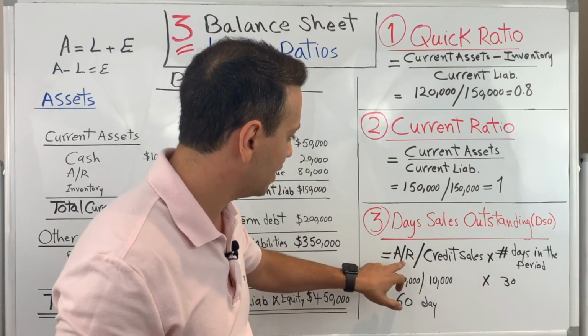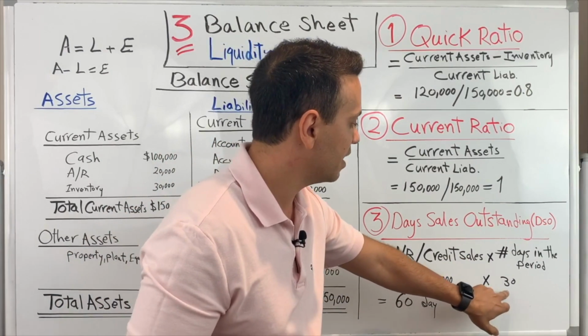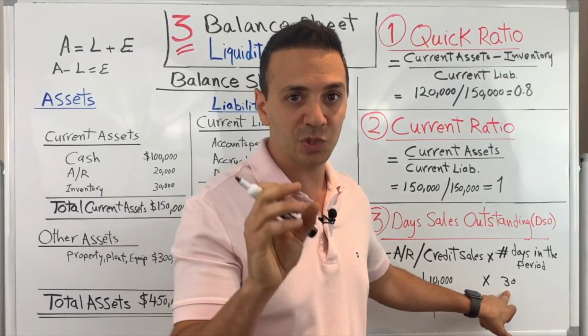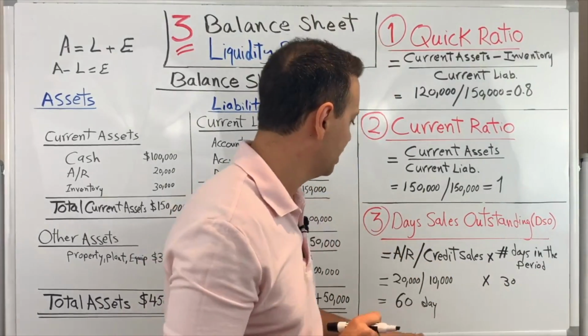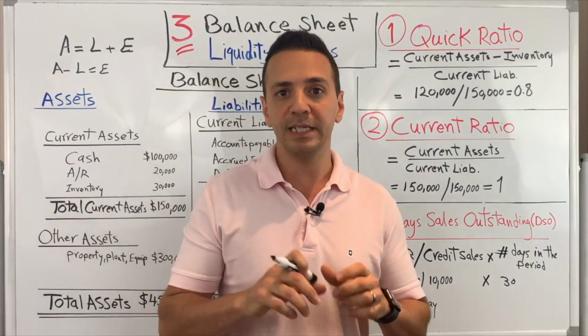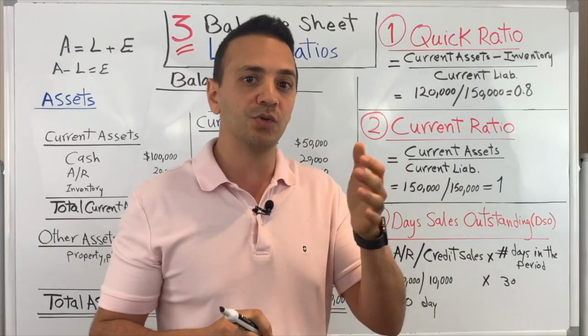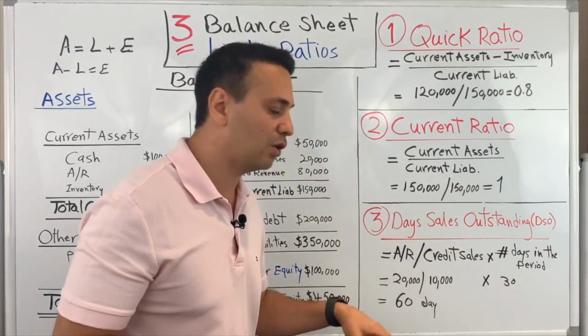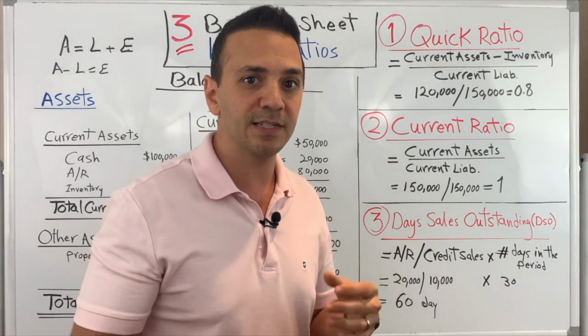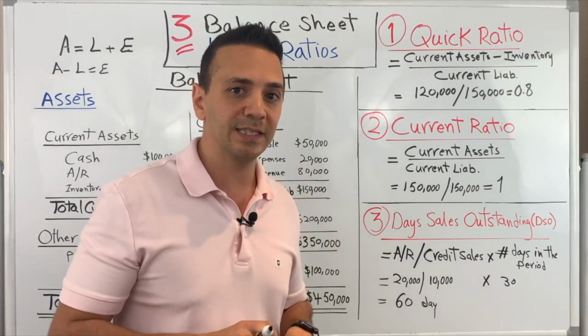So $20,000 AR divided by $10,000 in credit sales, times 30 days, which happens to be a month, the days in the period, will equal 60 days, which means that this company takes 60 days to convert its sales into cash. And you want that number to be closer to maybe 30 days or 45 days. 45 days is an industry average, and you want to be within that range.